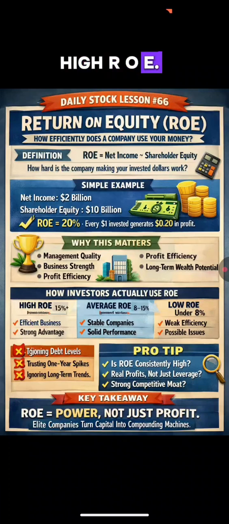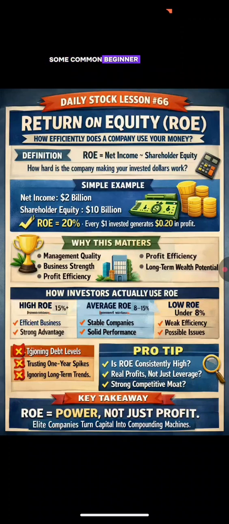High ROE, 15% plus: efficient business model, strong competitive advantage, often long-term winners. Average ROE, 8 to 15%: normal, stable companies, solid but not dominant. ROE under 8%: weak efficiency, possible management or profit issues. Consistency matters more than one high year.